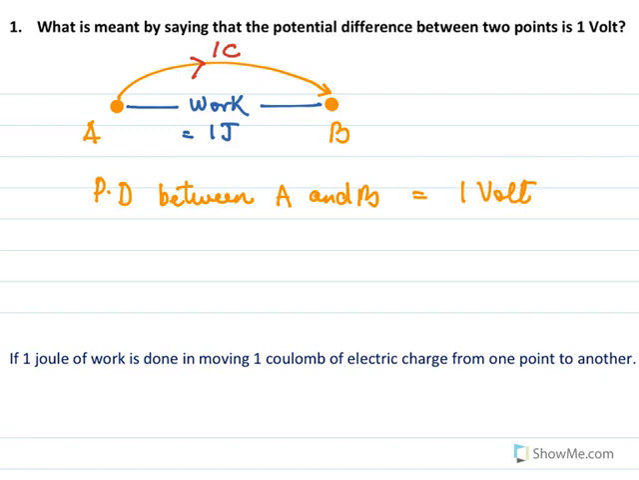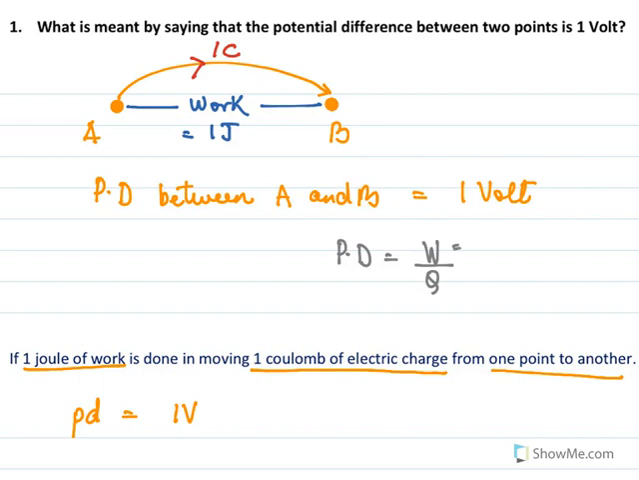So here's the answer. If 1 joule of work is done in moving 1 coulomb of electric charge from one point to another, the potential difference is said to be 1 volt. Again, to explain it, potential difference is work over charge. So if the work done is 1 joule to move 1 coulomb of charge, then the potential difference is 1 over 1, which is 1 volt.